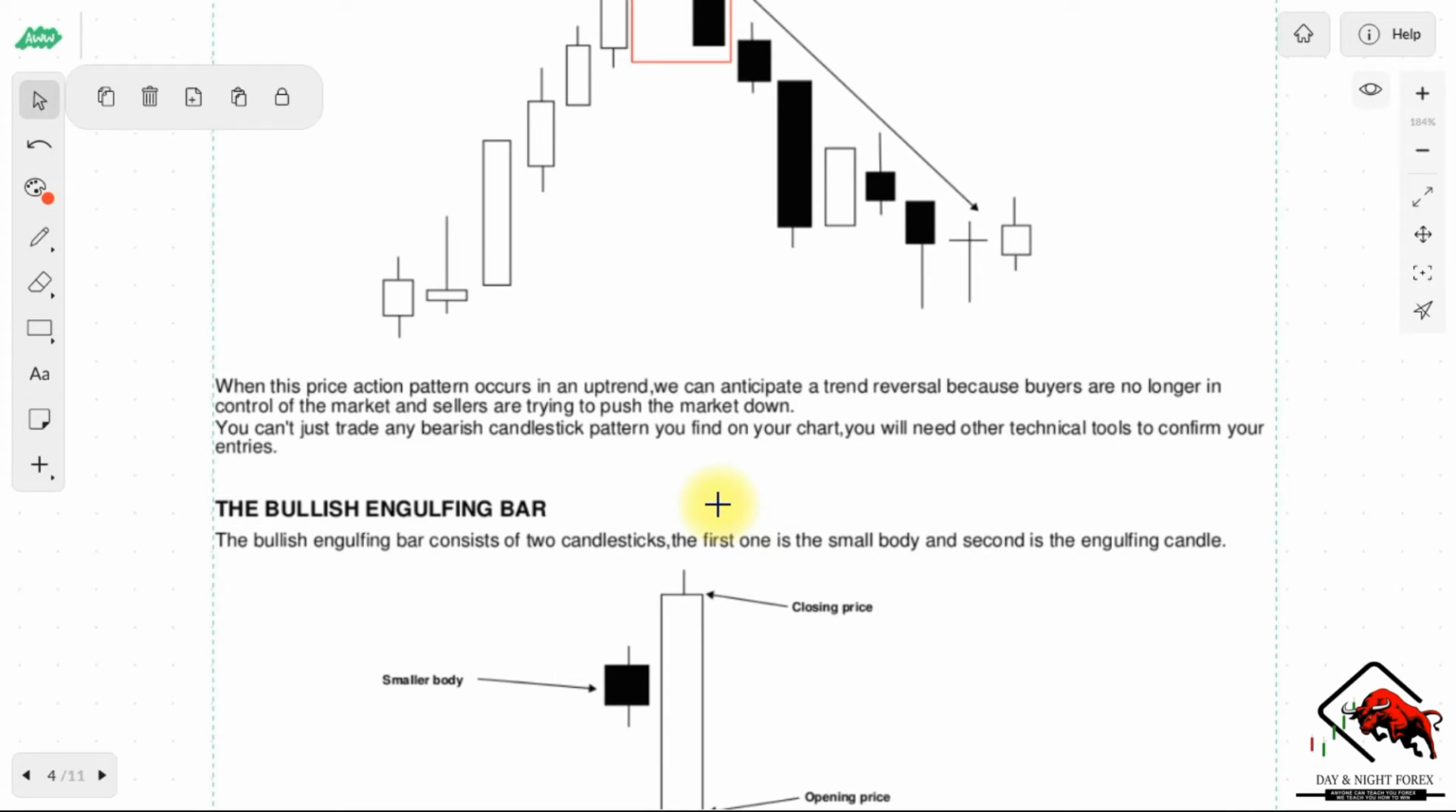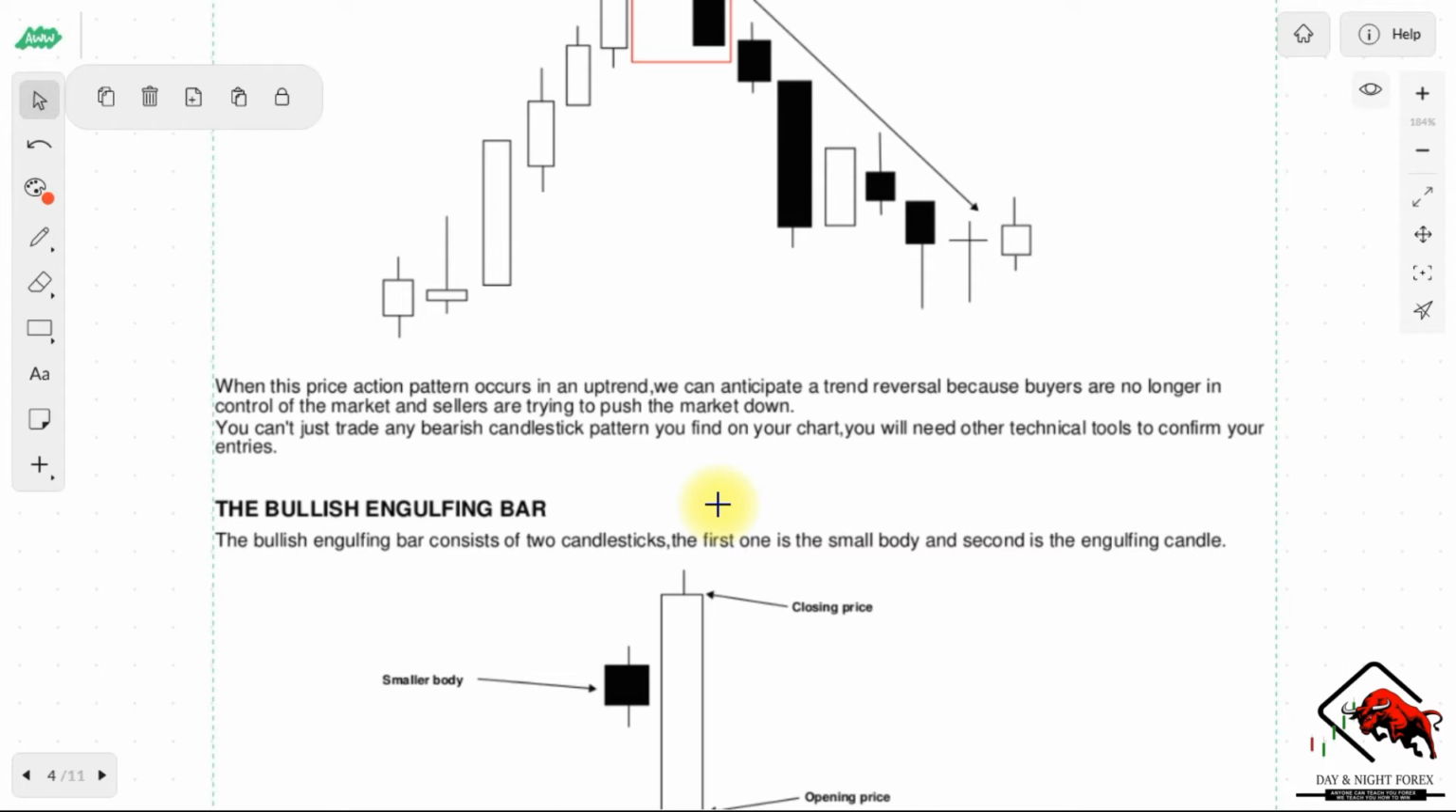As important as it is, you need to understand that you cannot just trade any bearish candlestick pattern that you find on the chart. You need to confirm it with other technical tools to confirm your entries. As we go through, you're going to understand some of those that you can put together with this pattern, which we make use of to anticipate a trend reversal, because buyers are no longer in control of the market and sellers are trying to push down the price.